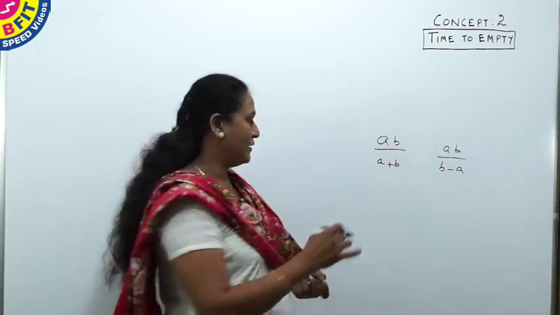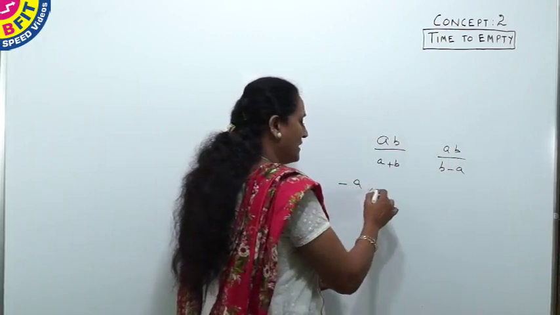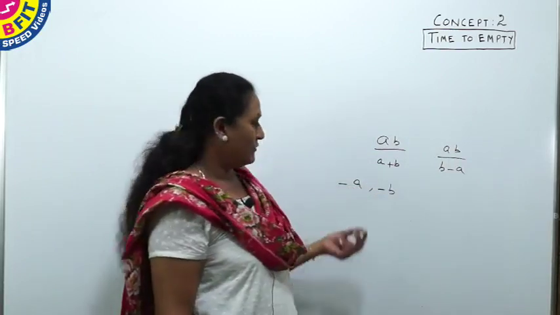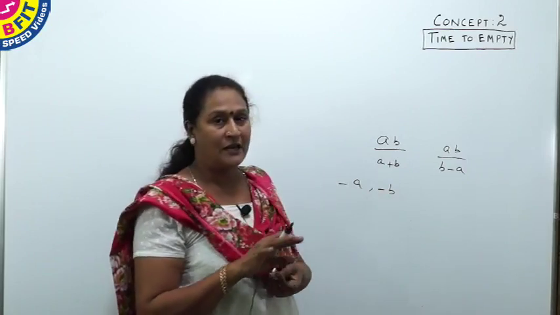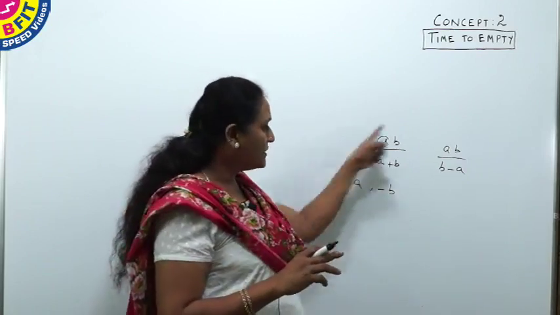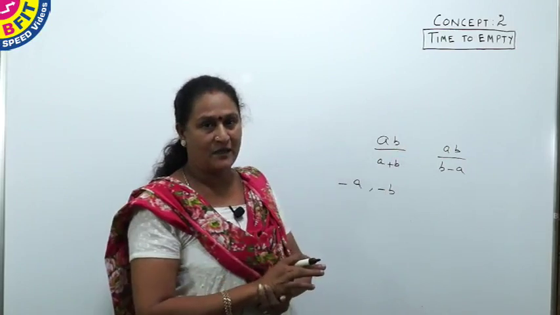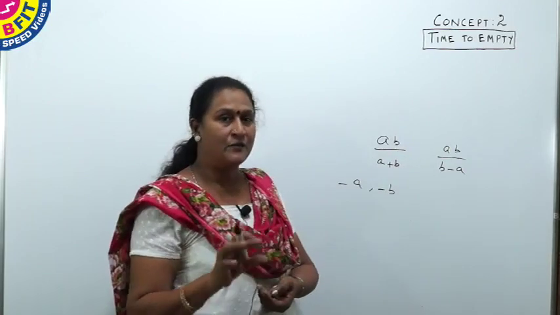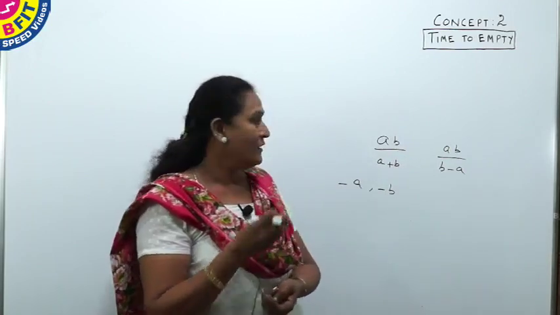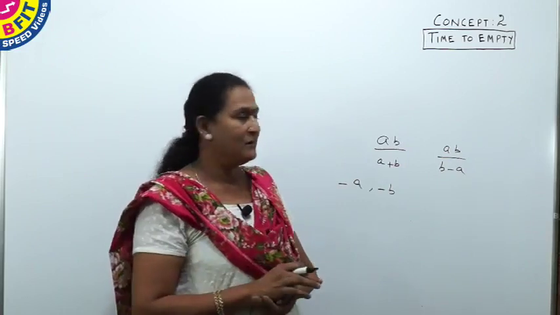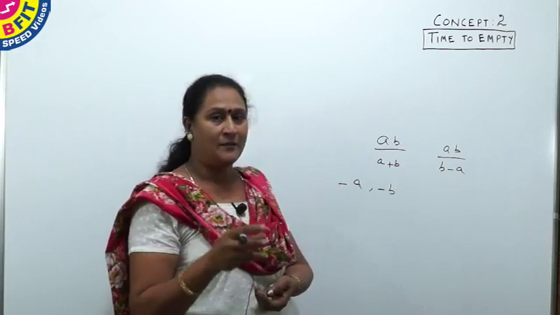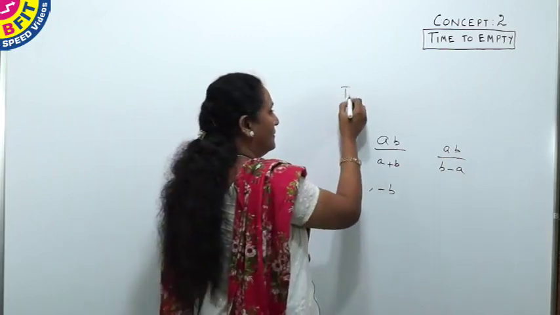So in this question, both times are given as emptying. So both emptying is equivalent to the time taken by both the taps filling the tank. So you can use the same formula AB by A plus B, and both are emptying times. The final answer which you get will be the time taken by both the taps to empty the tank.